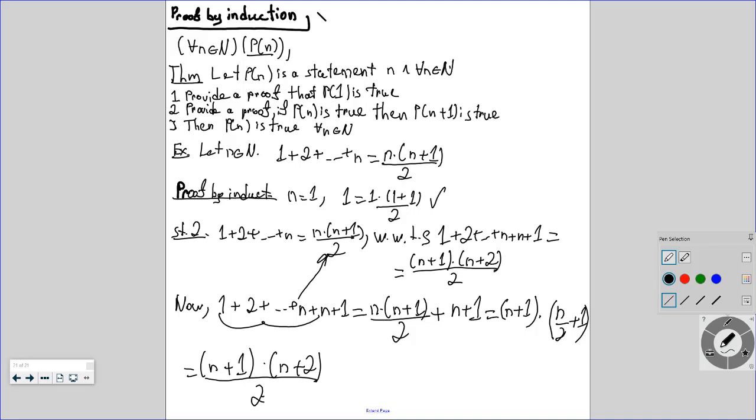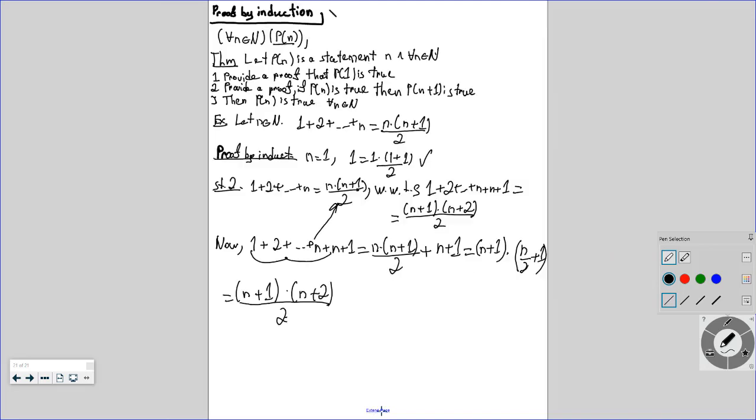And step 3 says that since step 1 and step 2 are true, then by induction, this statement is true for all n.